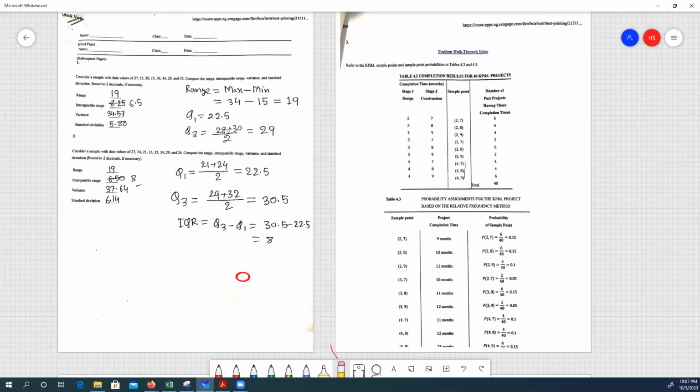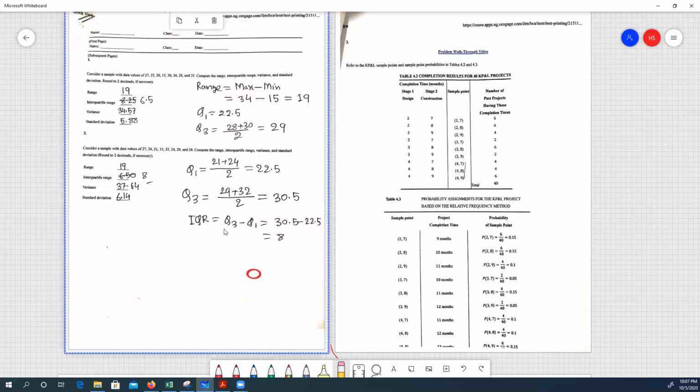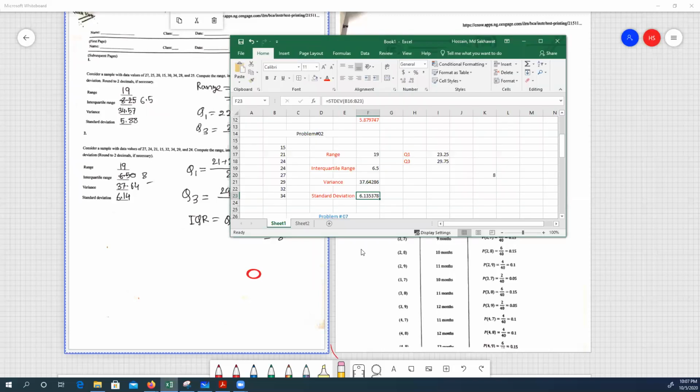To find the interquartile range, first you have to find the first quartile, which is Q1, and you also have to find the third quartile, which is Q3. The interquartile range, IQR, is the difference between Q3 and Q1. Okay, so how can you find the values of Q1 and Q3?